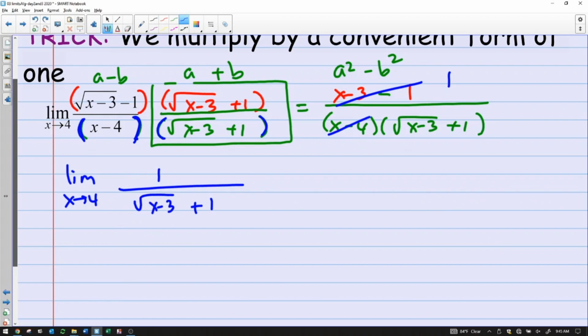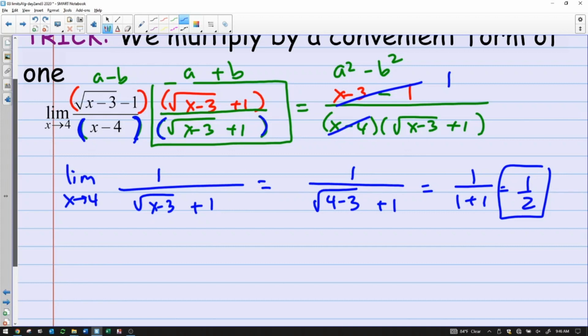All right. So this is the problem I have. And at this point, what can you do? You can plug in. So what I do is I plug in. When you plug in, you can drop that limit notation. So I get 4 minus 3 plus 1. And so I get 1 over 1 plus 1. And the answer is 1/2.